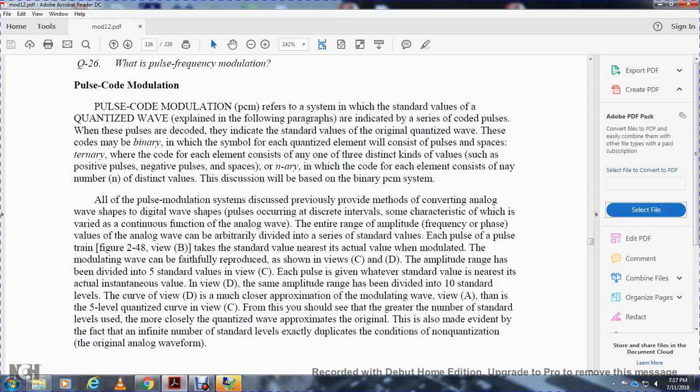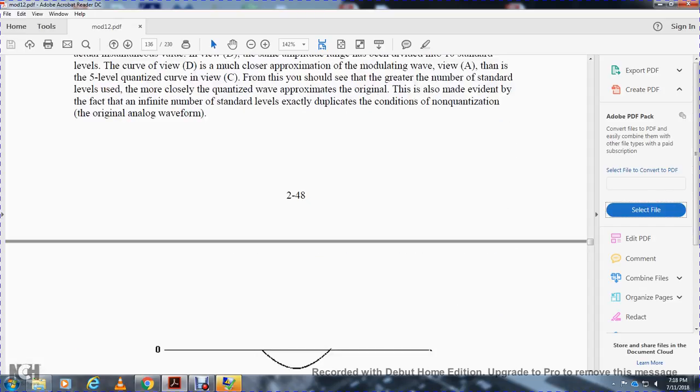In view D, the same amplitude range has been divided into 10 standard levels. The curve in view D is much closer to the modulating wave in view A than the 5-level quantized curve in view C. From this you should see that the greater the number of standard levels you choose, the more closely the quantized wave approximates the original. This is also made evident by the fact that an infinite number of standard levels would exactly duplicate the original analog waveform, the condition of non-quantization.